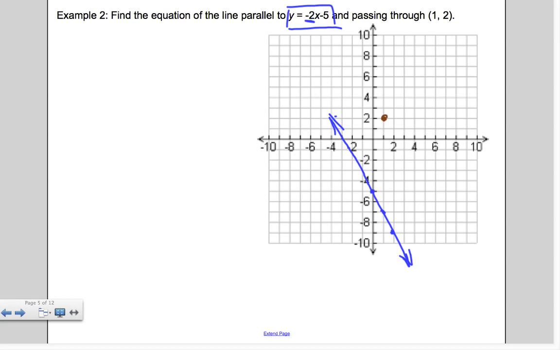So here whatever line passes through this red dot is going to be parallel to our blue one, has the same slope. That's what we talk about parallel, right? It has the same slope. So we're going to do the same rise over run on the red dot.